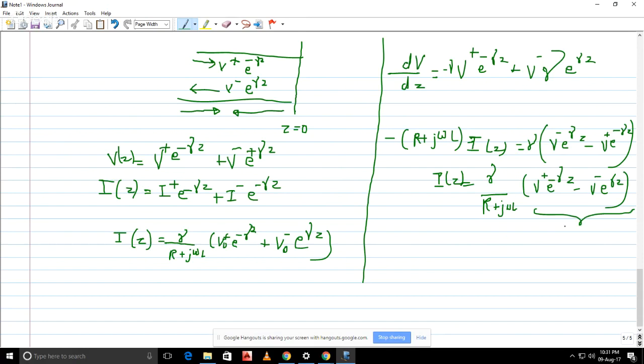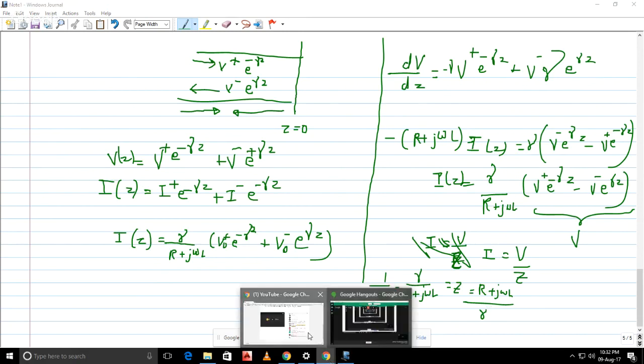Now this is my voltage wave V, and this is my current. So by Ohm's law I can say I is equal to V by R, or V by Z in general terms. So I is equal to V by Z. If I want 1 by Z, then 1 by Z will be equal to gamma upon R plus j omega L, or you can write Z equal to R plus j omega L upon gamma. Did all of you understand what I'm doing?